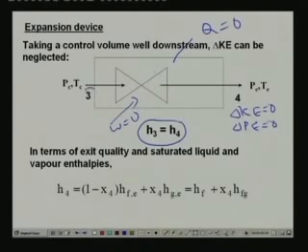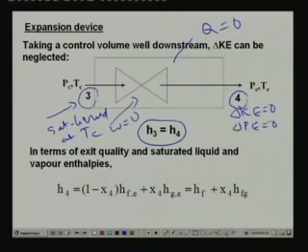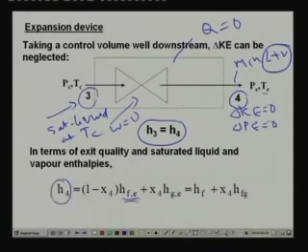Now, what is the state of the refrigerant at the inlet of the throttling device? This is saturated liquid, right? Saturated liquid at condenser temperature. Whereas state 4, if you look at the TS diagram, is a mixture of liquid and vapor, at evaporator temperature and pressure. So you can write the enthalpy H4 in terms of the saturated liquid enthalpy at evaporator temperature, the saturated vapor enthalpy at evaporator temperature, and the quality or dryness fraction X4.